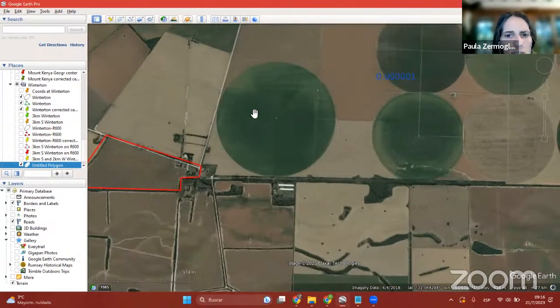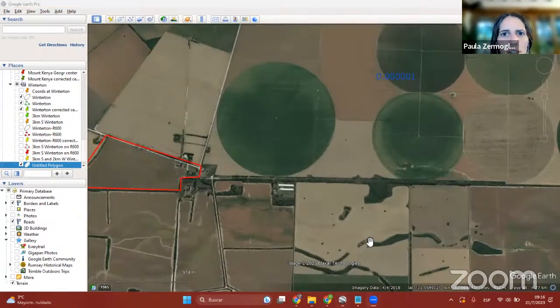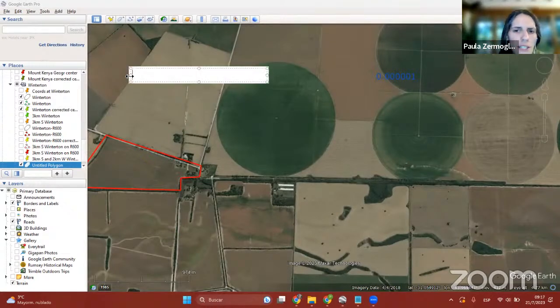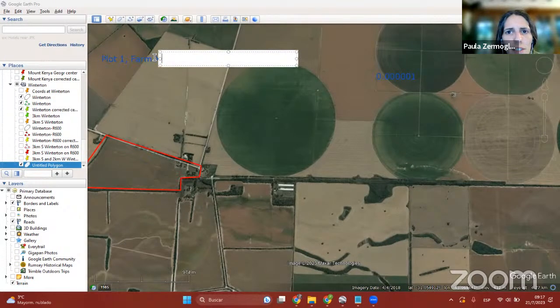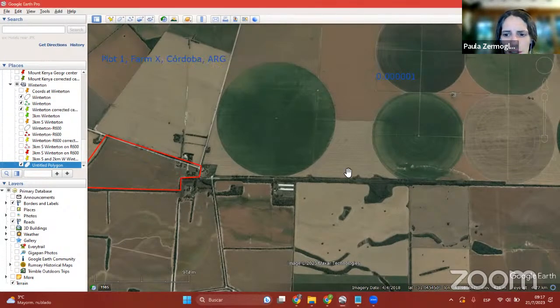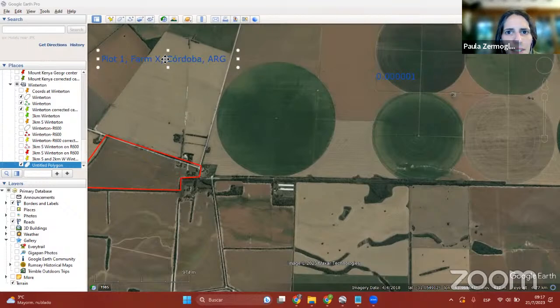Because what you're saying is you have a place description that is supposed, I will write it down here. Let's see if we can clarify that, because this is a really good question. Suppose that I say, let's write it in some other color that is visible, Plot 1 farm X, Córdoba, because this is in Córdoba, Argentina. Suppose that this is my location, right? So for this location, oh, I closed the annotate. It's not going to help.